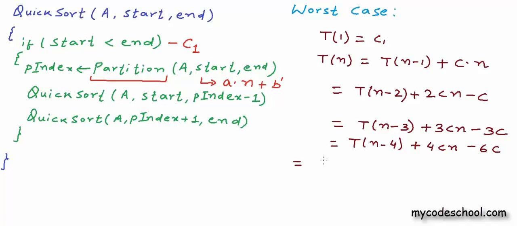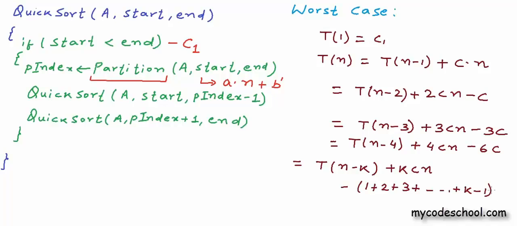In terms of some k, if we go on reducing k steps, then this will be T(n-k) plus kcn minus (1 plus 2 plus 3 all the way till k-1) into c. This part, 1 plus 2 plus 3 till k-1, will be k into (k-1) by 2. This is a simple arithmetic progression. So this is what we are getting.